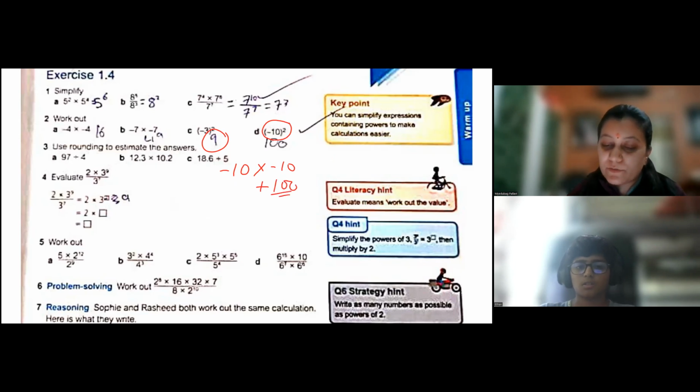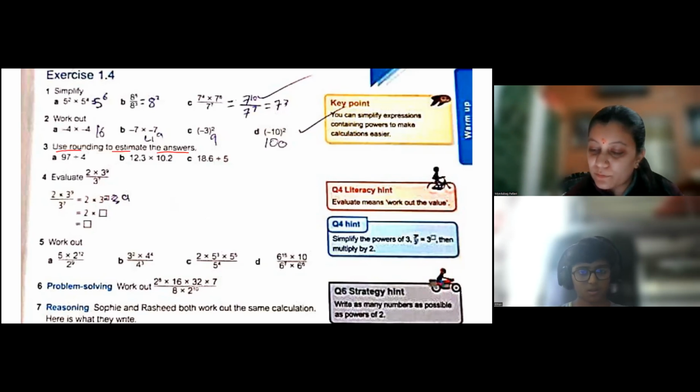Right? So plus 100 will be the answer. Okay, let's see the next one. Third part: use rounding to estimate the answers. Okay, now what we have to do? Rounding off. We'll do rounding off.